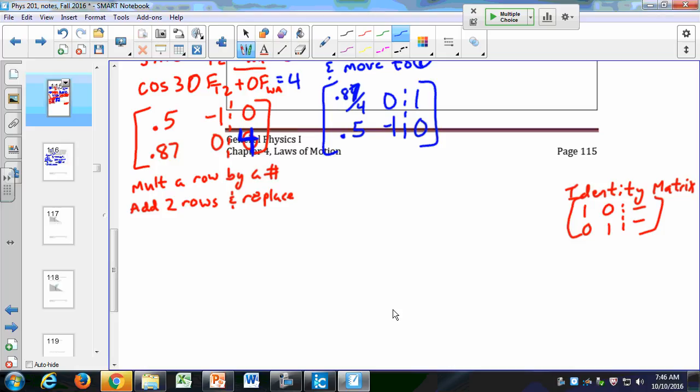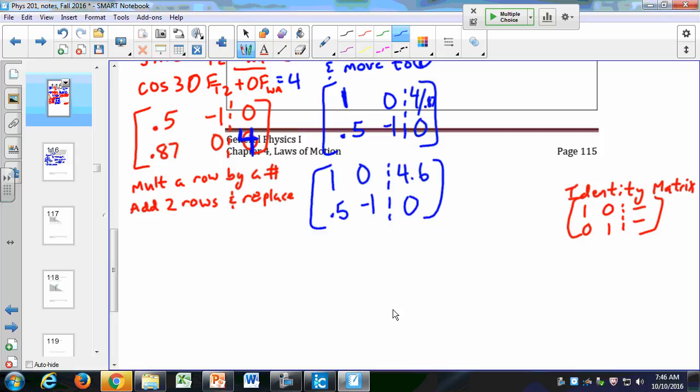No, I'm sorry, y'all. Not 0.87 divided by 4. 0.87 divided by 0.87. So I'm going to have 0.87 divided by 0.87 will be 1. And then over here I'll have 4 divided by 0.87. So I'm going to have 1, 0. 4 divided by 0.87 is 4.6. And then down here I'll have 0.5, negative 1, and 0.